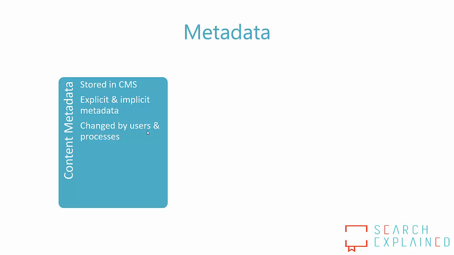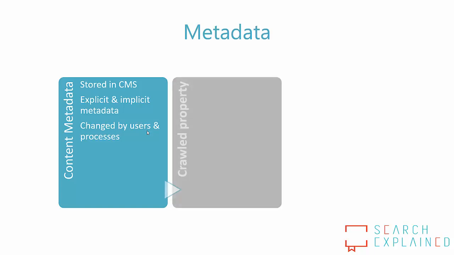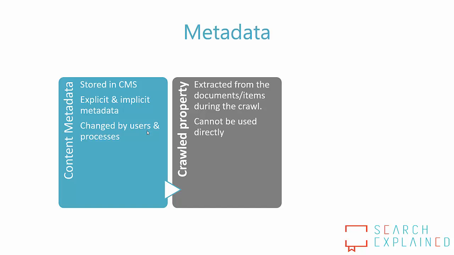The metadata on the content is always changed by users and processes, and it is stored with the content in a database, in SharePoint, or in your CMS. The next step is what are called the crawled properties in the search schema. The crawled properties are properties or metadata that are extracted or can be extracted from the documents and items during the crawl. And those are only property definitions. They don't store any value and also cannot be used directly.